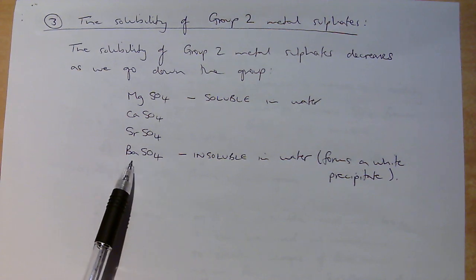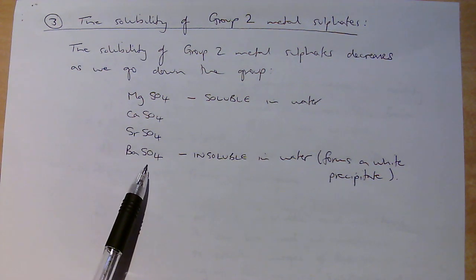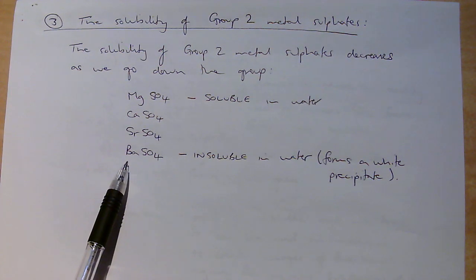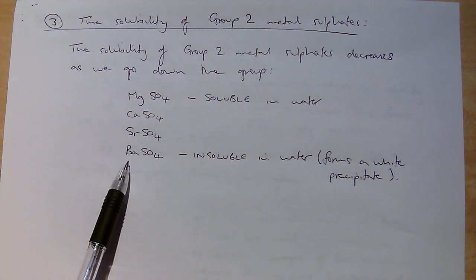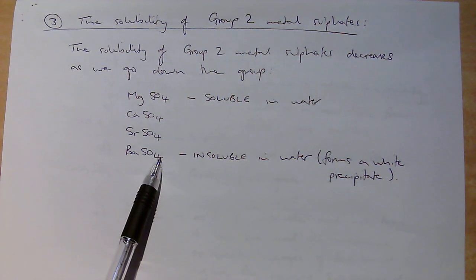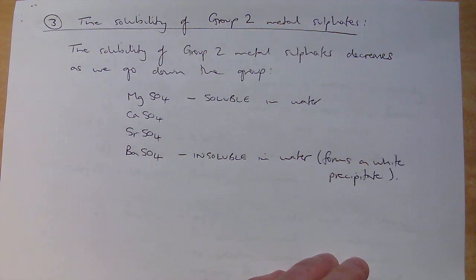Now we've come across barium sulfate before. You may remember back to GCSE chemistry where you could test for the presence of the sulfate ion by adding barium ions. If the sulfate ion was present once you'd added your barium ions, we got a white precipitate of barium sulfate. So barium sulfate is insoluble in water. If you remember that, the solubility of group 2 metal sulfates decreases as we go down the group.